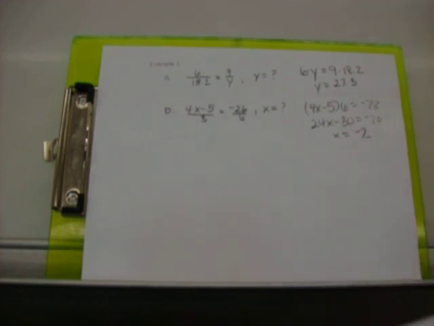The next one's a little more in depth because we've got this whole expression in the numerator of the left fraction. So we have to take 6 and multiply it by 4x and also 5. So when I do that, I'm going to end up getting 24x minus 30 equals negative 78 because I did negative 26 times 3. Then you're going to add your 30 to each side and then divide by 24, and you'll end up with negative 2.